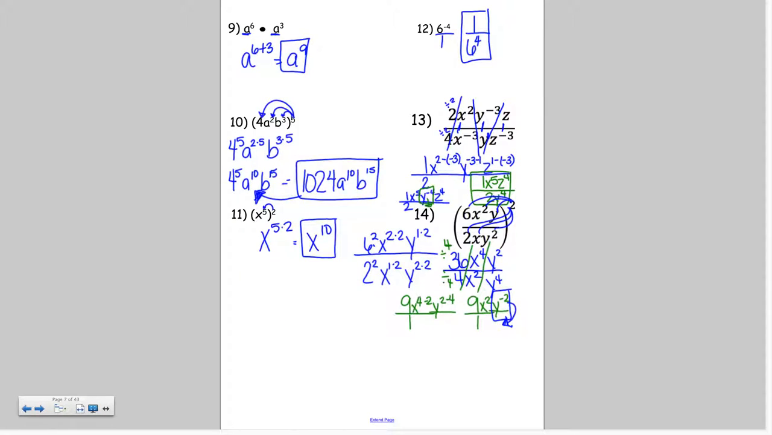Let me extend this one more time so we can do that. So I end up with 9x squared over 1y squared. And that is my answer for that.